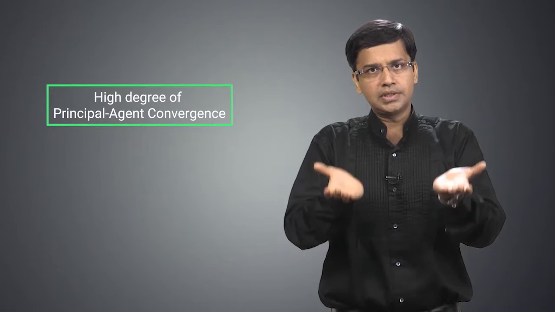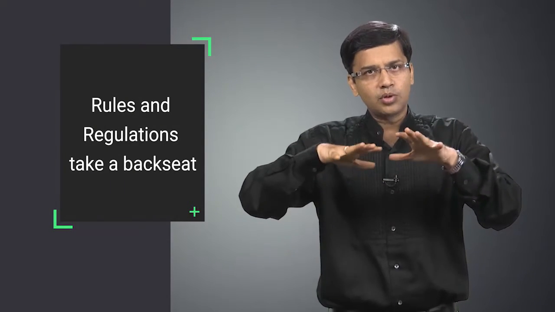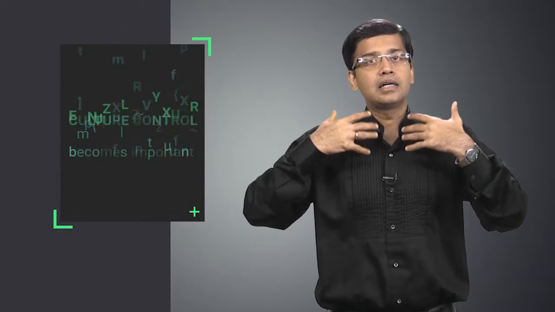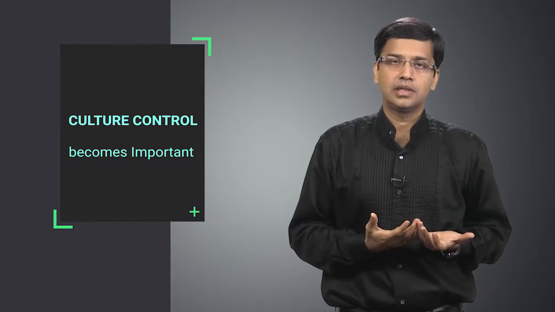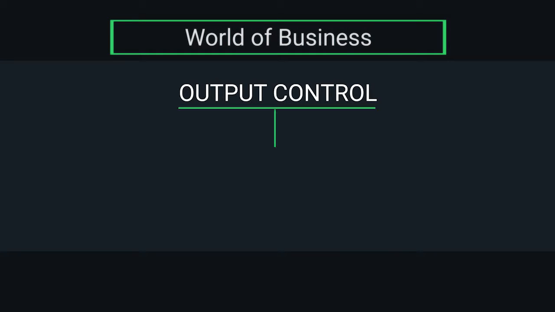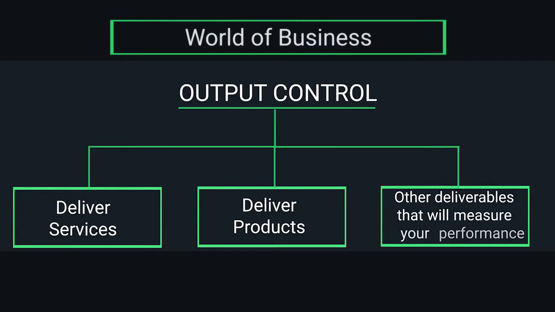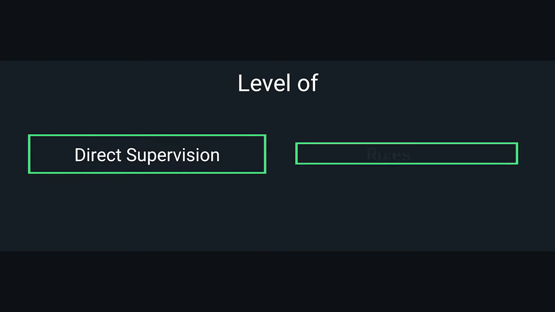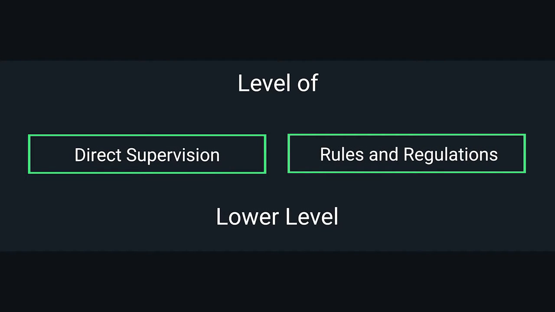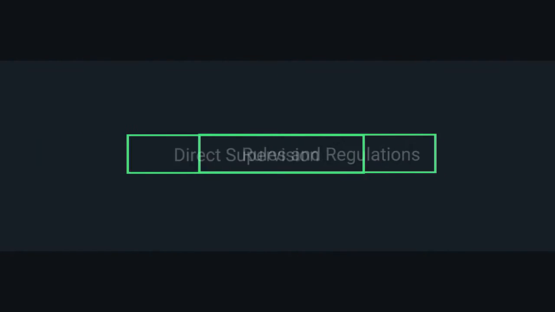So, as you look up the hierarchy in organizations, you will find that rules and regulations will probably take a back seat and culture control becomes very important. In general, in the world of business, the output control will always be there, because you have to deliver services, you have to deliver products, and something or the other needs to be measured to satisfy the stakeholders, to measure your performance, etc. But you will find that direct supervision and rules and regulations are a lot at the lower levels of the hierarchy, but as you move along, often these get replaced by culture control.